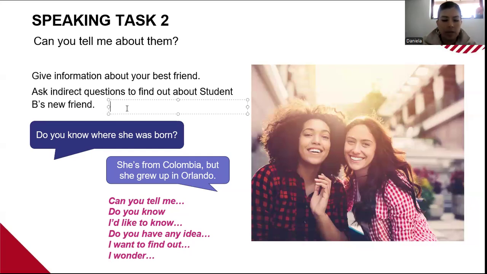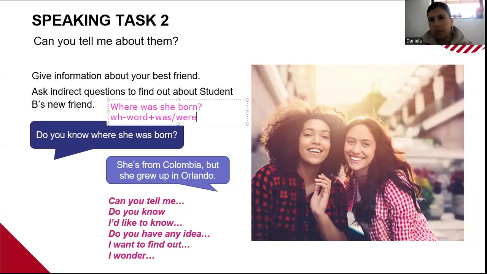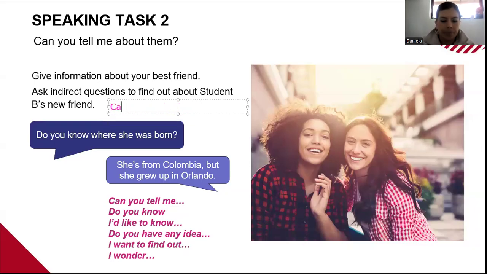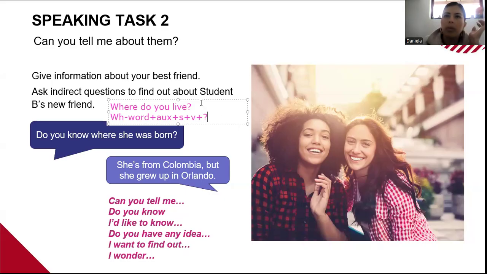So the direct question is, where was she born? The structure we're using here is the WH word plus was. Let's do another one, a better one. Where do you live? The structure you're using is the WH word plus the auxiliary, in this case do, plus the subject, plus the verb, and the question mark. That's the structure we use when we ask direct questions.